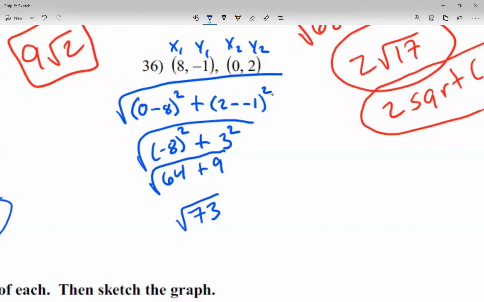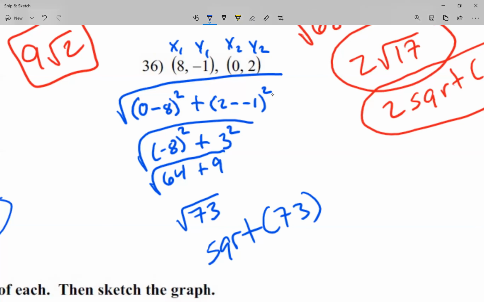And then I think, can I possibly simplify? I think of my perfect squares. Remember, 4, 9, 16, 25, 36. I tried. 73 is not divisible by any of them. So that's it, I cannot simplify. My answer is square root of 73. So, SQRT 73.